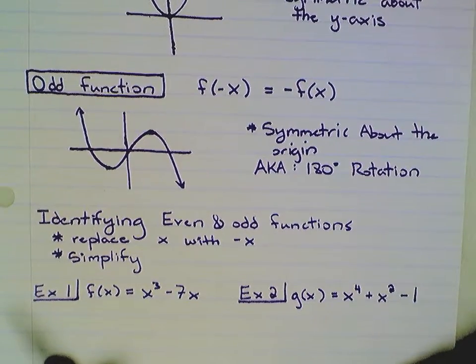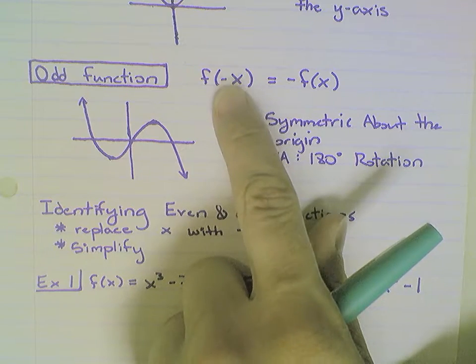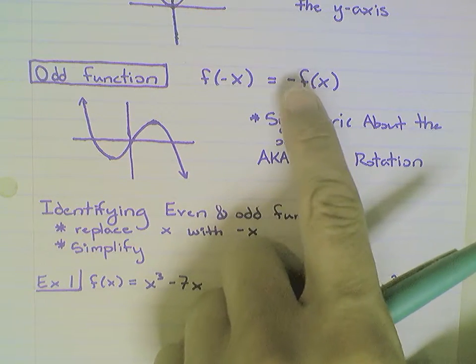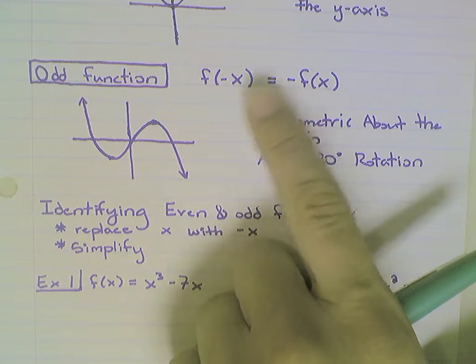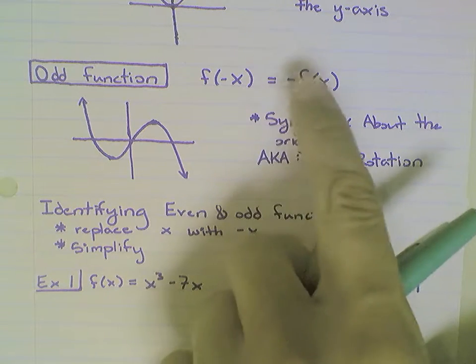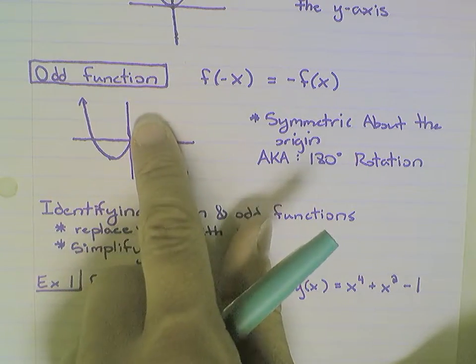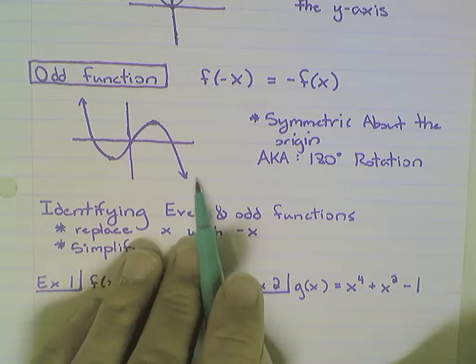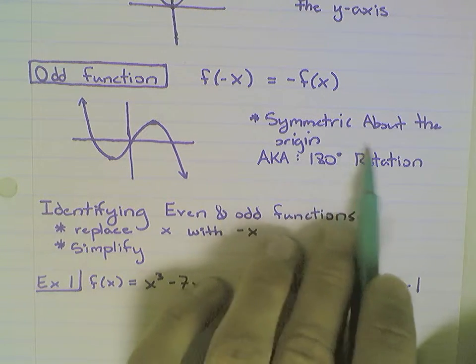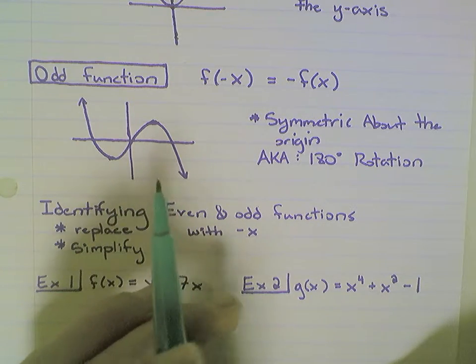Now, odd functions, on the other hand, will be if we change the x values to a -x, we'll actually get the opposite y values out. So if we switch the x's to the opposites, we'll also get the opposite y's. And this is called an odd function. An example of an odd function would be a cubic function that I have graphed here, and it is symmetric about the origin, or in other terms, it's just a 180-degree rotation.